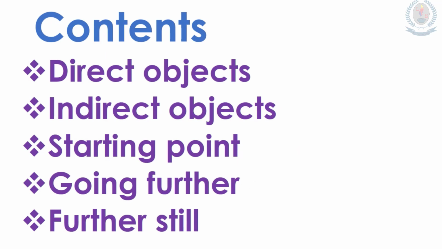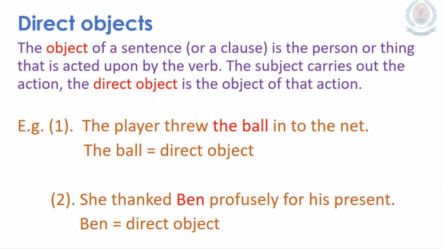Contents. Direct objects, indirect objects, starting point, going further and further still. Direct objects. Now we have gone to the lesson, children. Look at this one. In your book also you can see this. The object of a sentence within brackets or a clause is the person or thing that is acted upon by the verb. What is that? Did you understand it?